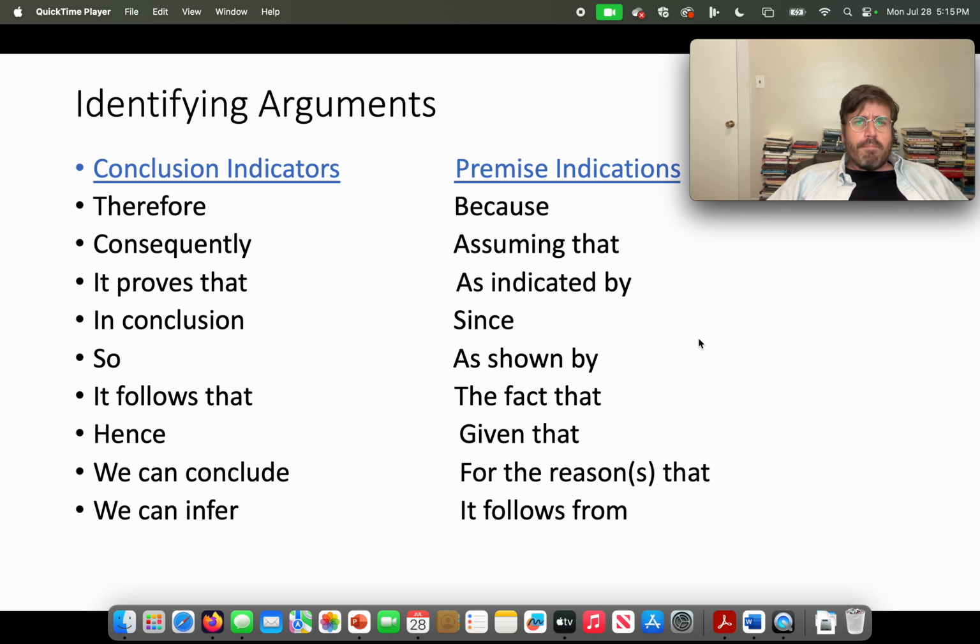Premise indicators tend to have a kind of causal sense to them. Words like because, assuming that, as indicated by, since these are very high frequency indications of a premise. The author of the argument is indicating to you, is trying to point to you that the information following that term is information you need to buy into the truth of the conclusion, right? So the fact that, for the reasons that, it follows from, these are all very strong premise indicators that our language uses all the time. Okay, so get in the habit of, when looking at these informal, ordinary, everyday arguments, underlining the premise indicators and underlining the conclusion indicators.